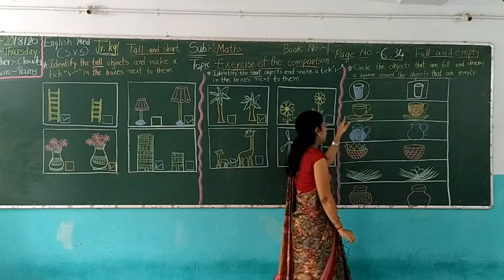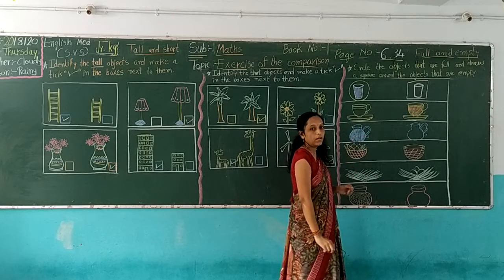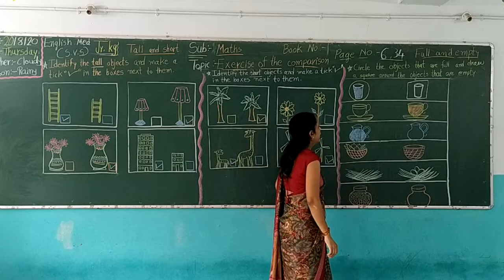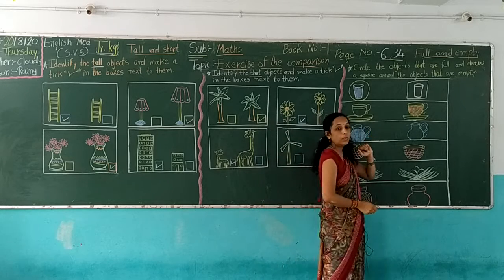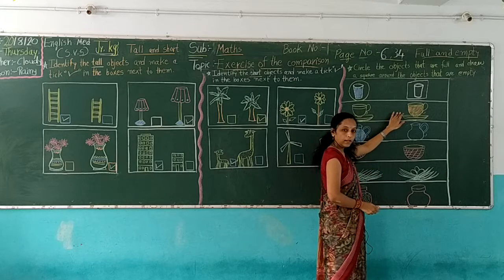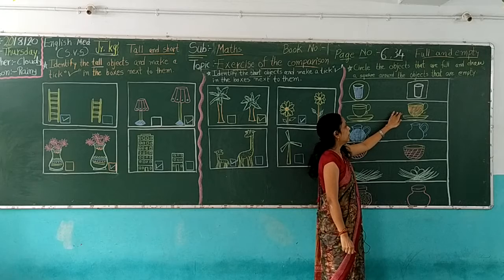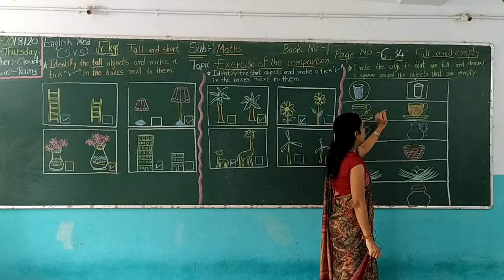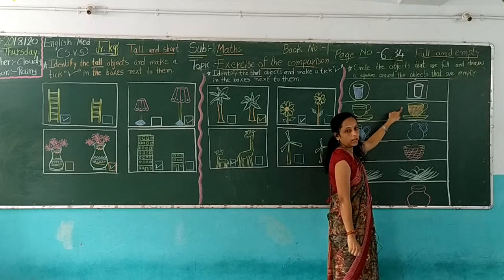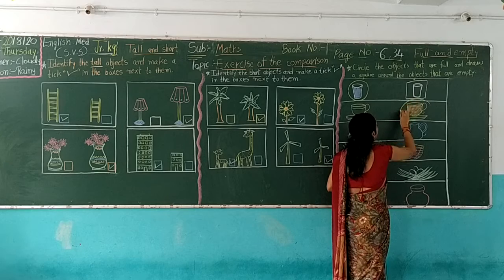And next, what are these? These are 2 cups. One is full and other one is empty. So which cup is full? This? Yes, this cup is full. So circle the full object. So here I drawn 2 cups. Circle the full cups. This cup is full.